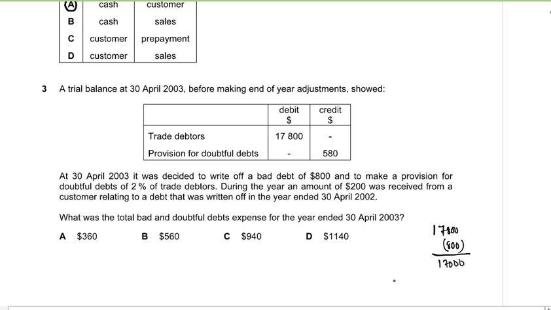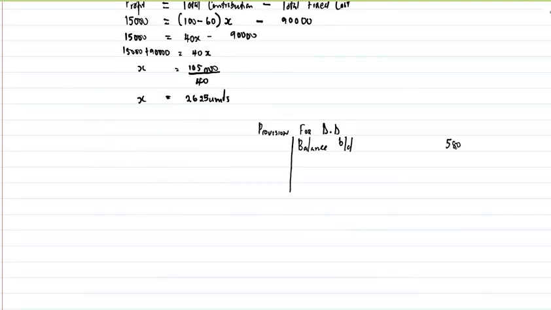And we are supposed to make a provision which is equal to 2% of that. So 2% of 17,000, that is 340, right? So 340 is the balance that is supposed to be in the provision for doubtful debts account. So we are going to compare it with the balance that is already in the doubtful debts account. If we can see very well, we have 580, now we have 340, there is a decrease.